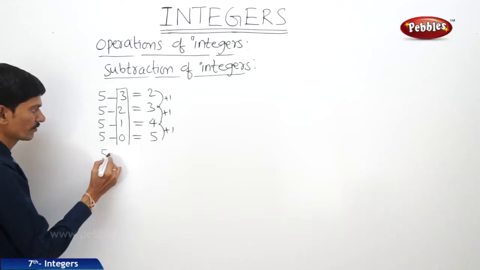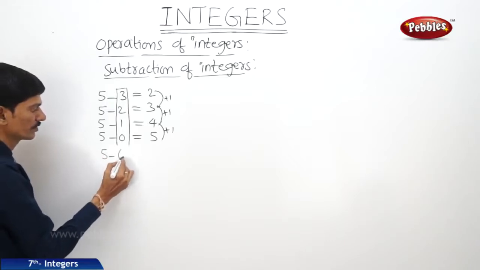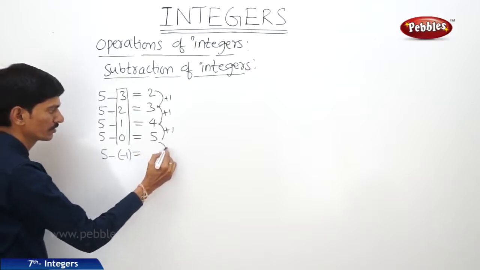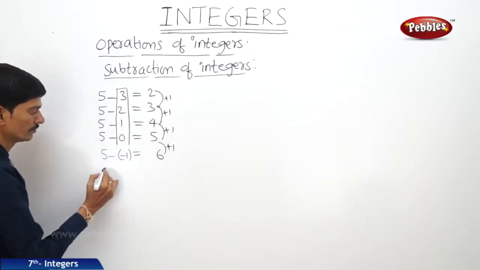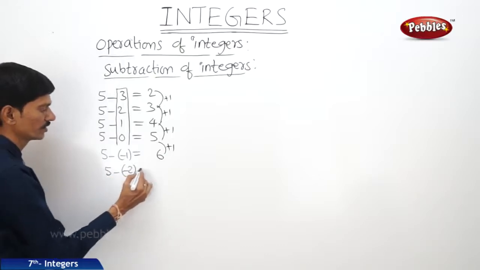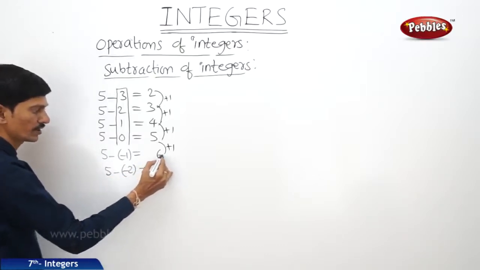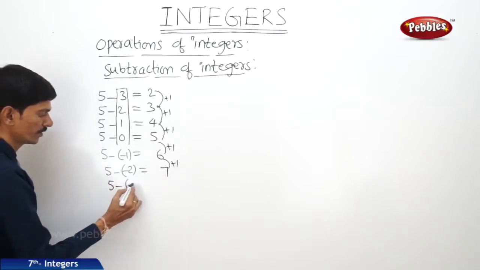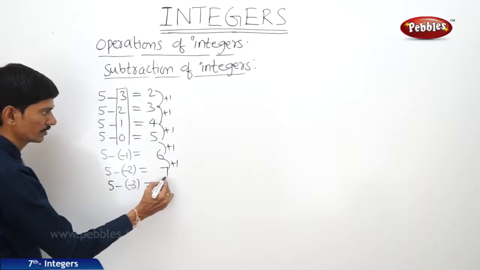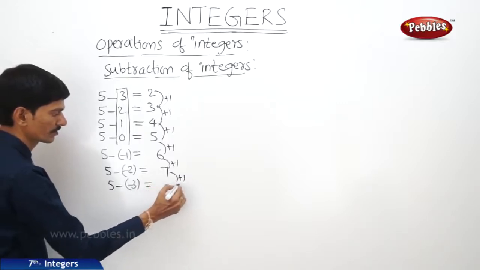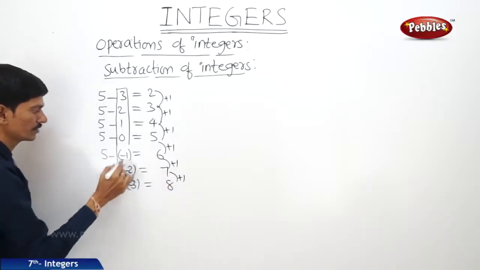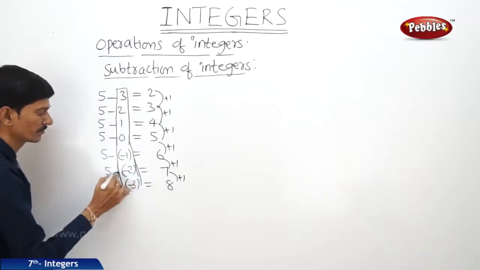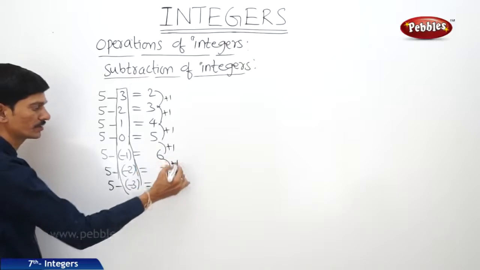So then 5 minus of minus 1 equals to, then 5 should be increased by 1, so then we get plus 1 equals to 6. Then 5 minus of minus 2 equals to, so again 6 is increased by 1, then we get 7. So 5 minus of minus 3 equals to, 7 is increased by 1, then we get 8. So here also if you see the pattern, the number being subtracted is decreased by 1, then the value of the difference is increased by 1.